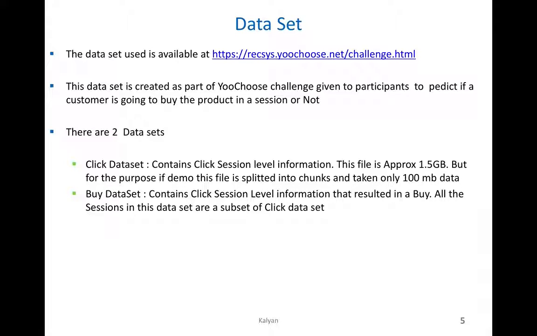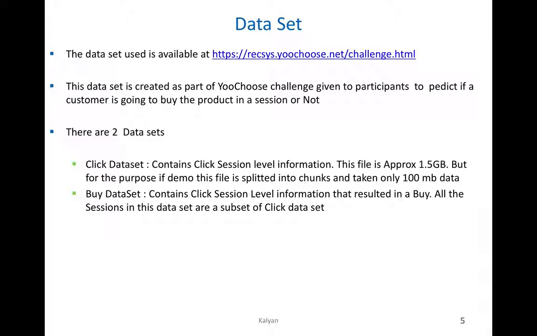There are two data sets. One is a click data set, another is a buy data set. The click data set contains all the click session level information, like what's the session ID, what's the product ID, what's the date and timestamp, what's the category, etc. This file has 30 million records and it's 1.5 gig in size.